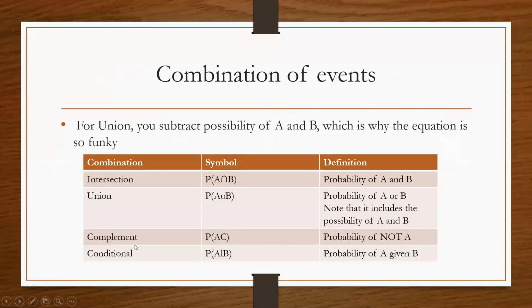All right, so combination of events. I also just noted here for union that I'll get to. So you've got intersection, which is basically just the probability of A and B. You've got union, that's the probability of A or B.